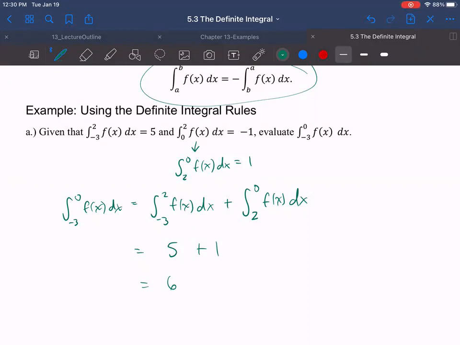So if you think about this, what we're really doing is we've got some sort of graph here, whatever this happens to be, right? Going from -3 out to 2, and that area underneath is 5. That's this part right here, right? That whole thing is 5. And then what we're doing is we're going from 0 to 2, and we're finding that's -1.